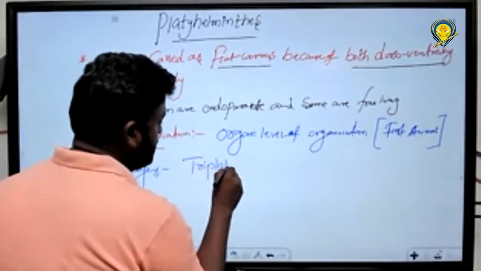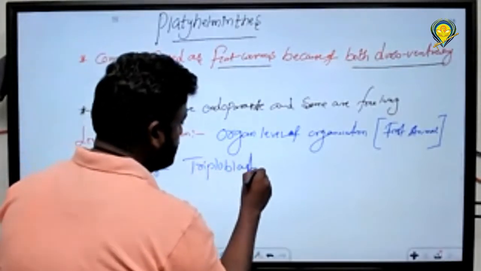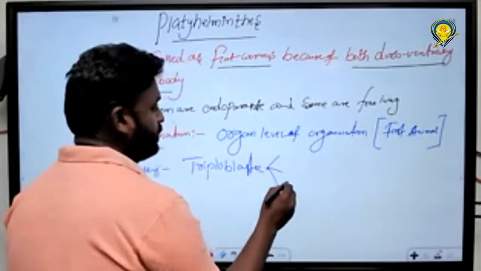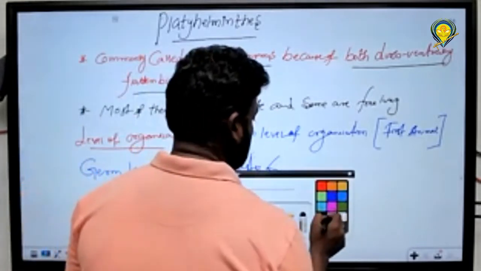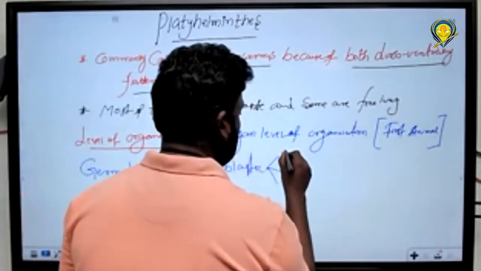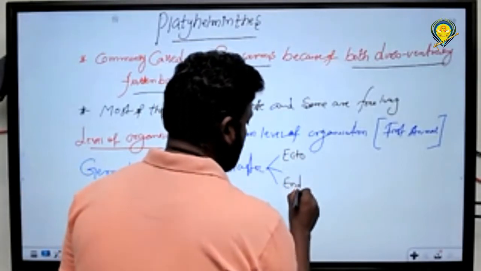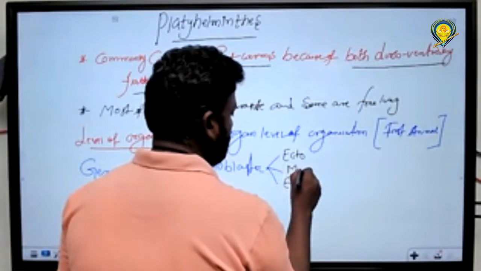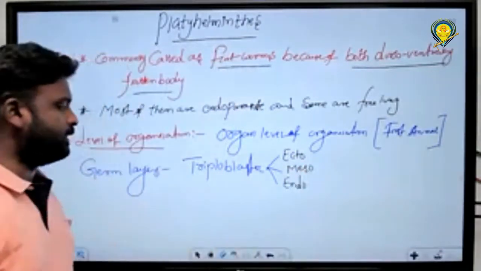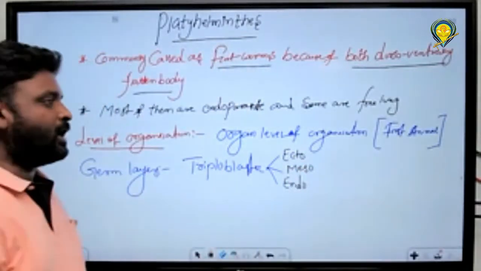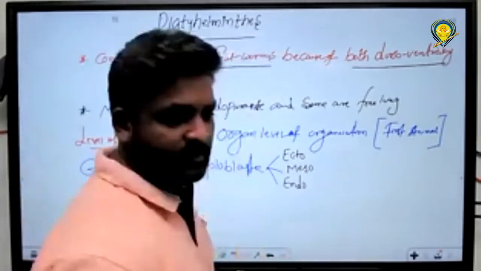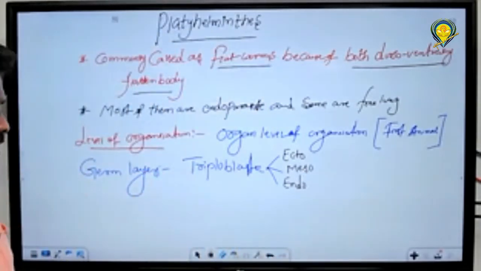Triploblastic. What does triploblastic mean? Having how many germ layers? Three germ layers. What are those? Outer ectoderm, inner endoderm, and the middle is what? Mesoderm. Got it? Very good. And you have to write here also, first animal which exhibits, right? Next one.